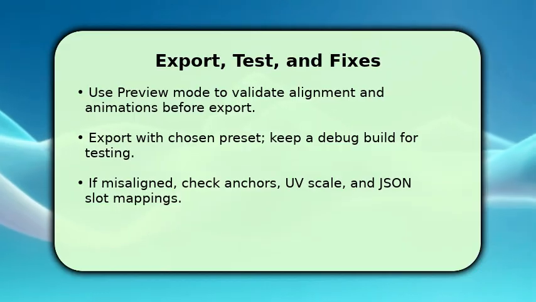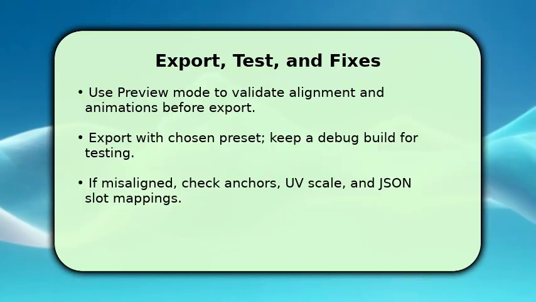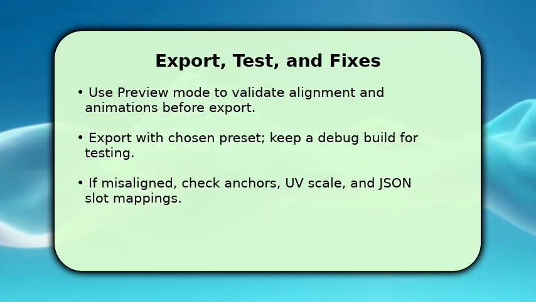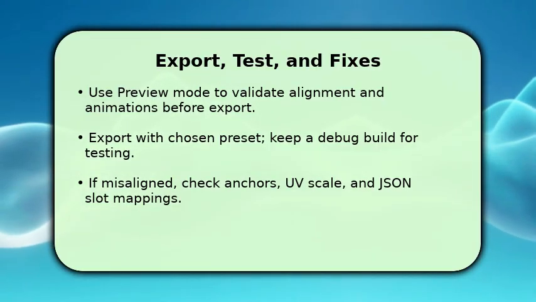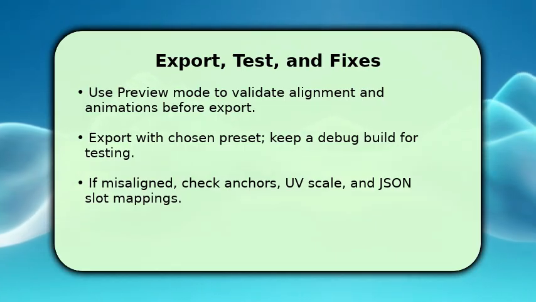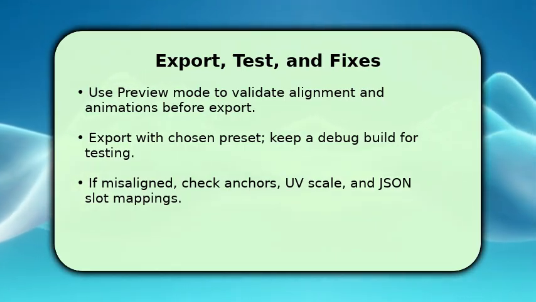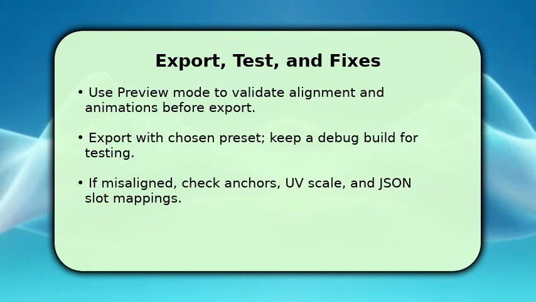If the skin looks off in the app or game, first recheck anchor points and UV scale. Next, inspect JSON slot mappings for typos or wrong indices. One troubleshooting tip: if nothing changes, clear the app cache and reload the skin. Stale caches often mask fixes.